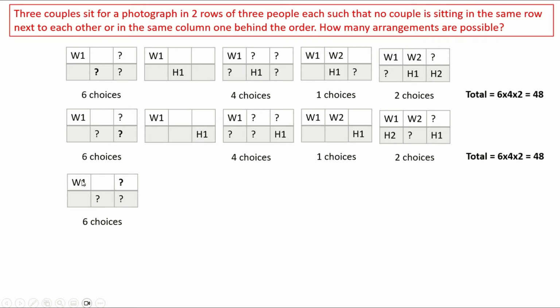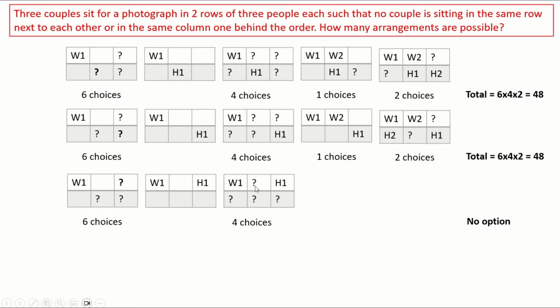Now let's see the third option. The wife is sitting here and the husband sits here. Suppose 6 choices into 1. The first of the second couple will have 4 choices. But the problem is, let's check: if wife 2 is sitting here, the husband can sit in any of these two places only, right? If you sit here, the other two are continuous, the other couple. So it's not possible. If you sit here, these two are continuous. Correct? It's not possible.